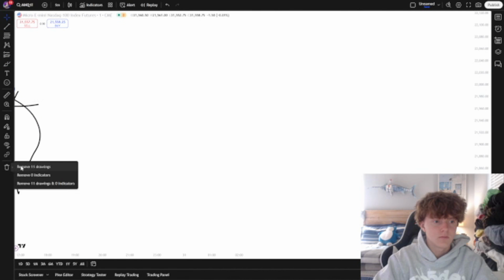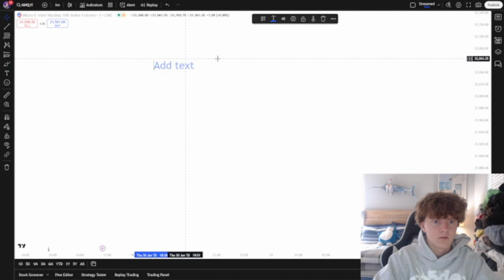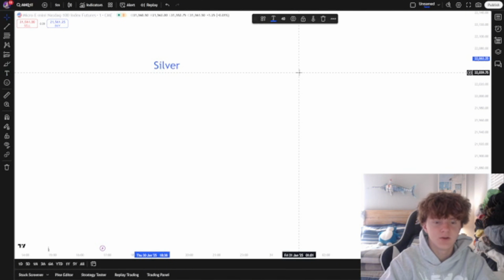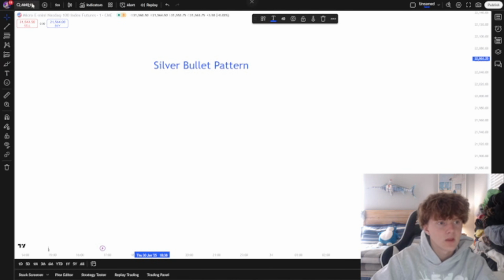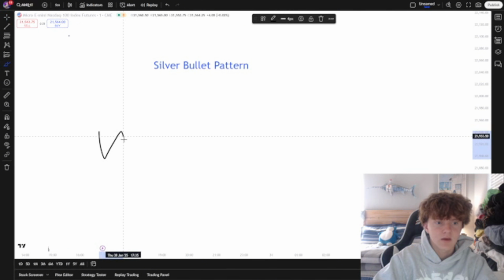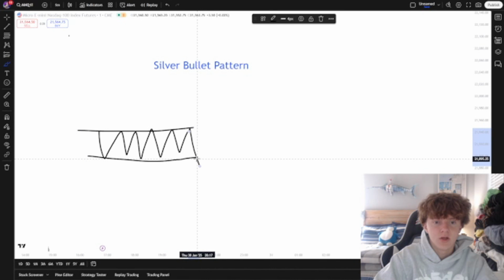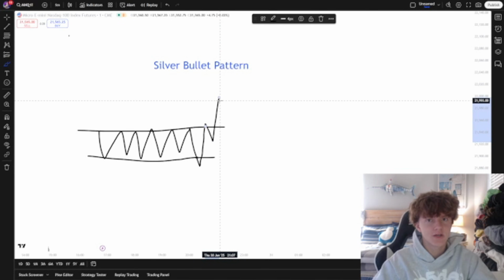So now let's show you guys the Silver Bullet pattern. Silver Bullet is going to be when we have our consolidation in a range. We then tap below that range. We then go up, and this is going to be our entry for the model.